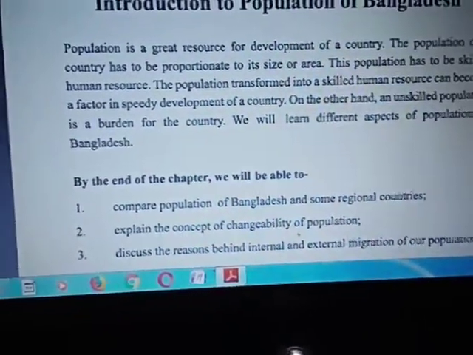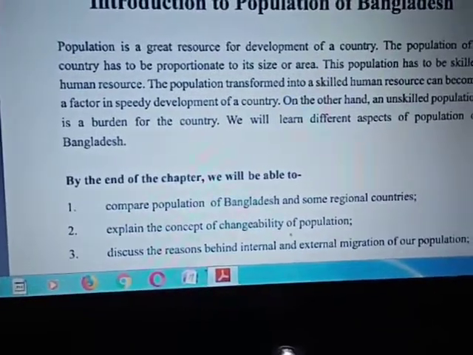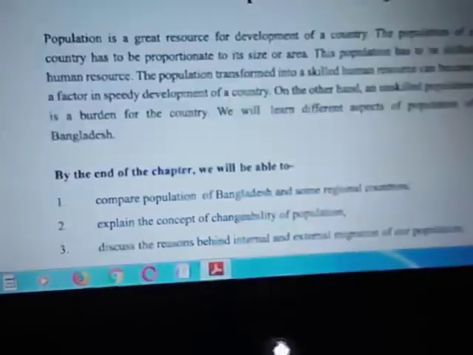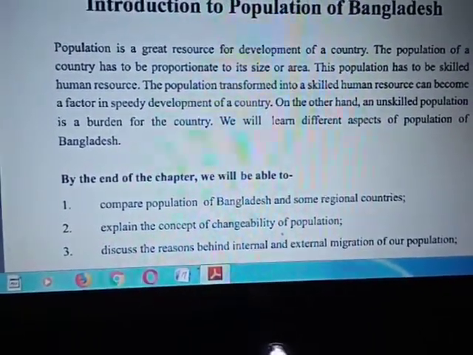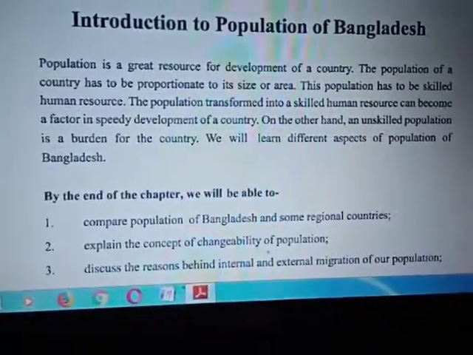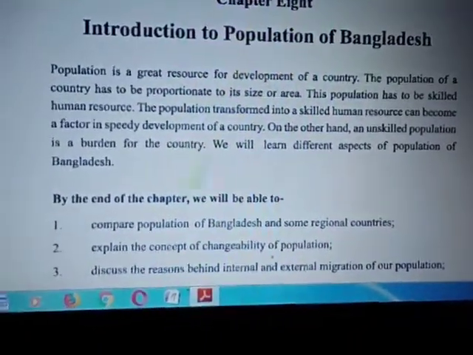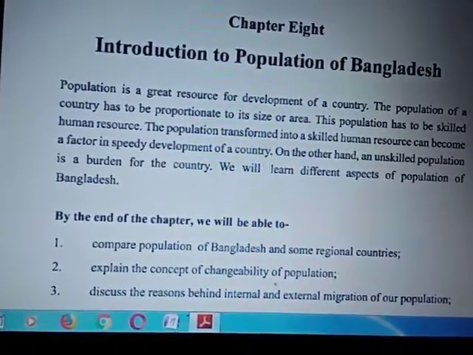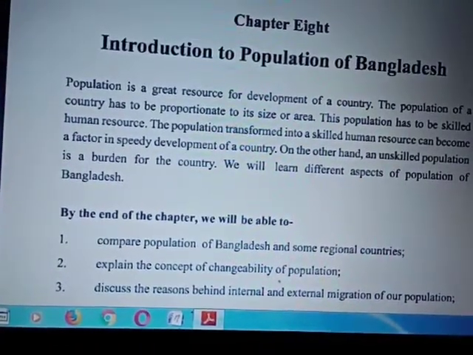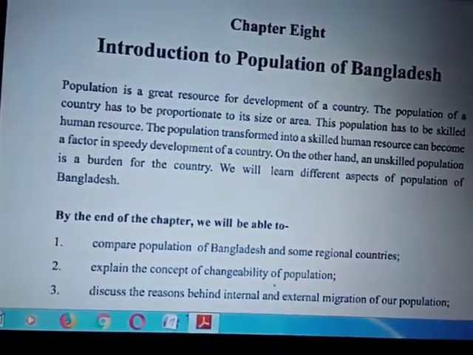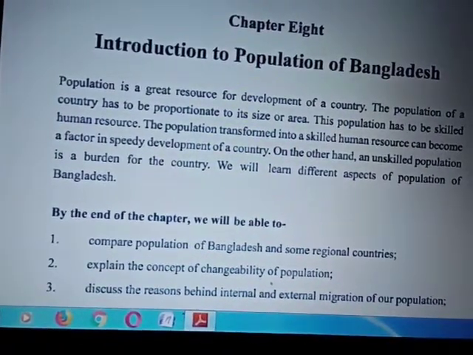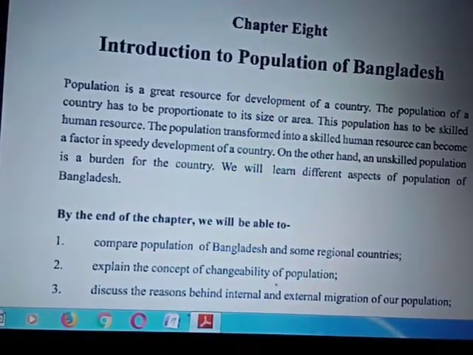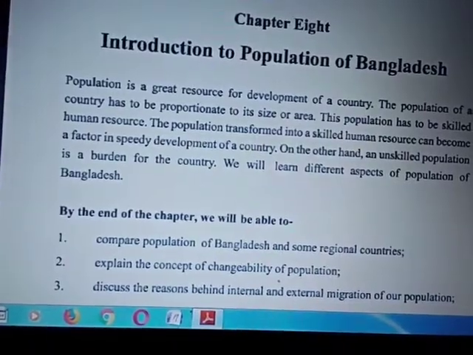Population is a vital issue to form a country. It is one of the elements to form a country. Mainly, there are four elements to form a country. The population is number one. Population transformed into a skilled human resource can become a factor in speedy development of a country, and can play a great role to develop a country. On the other hand, an unskilled population is a burden for the country.